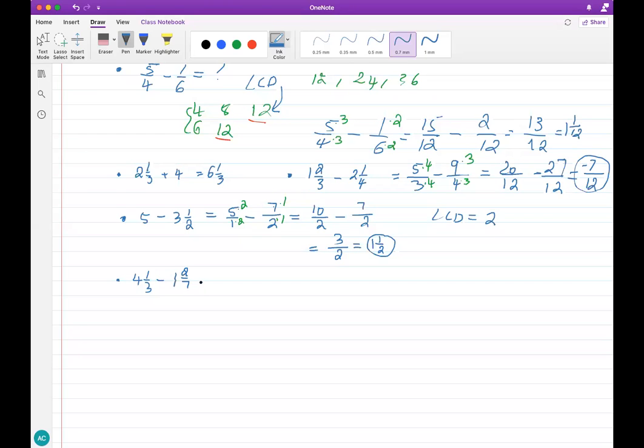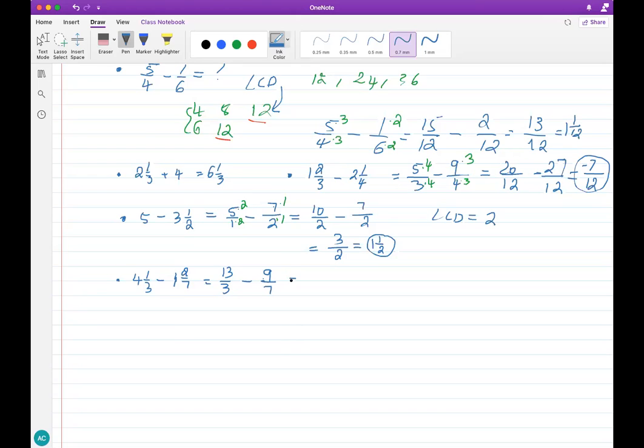So again, we're going to turn these into fractions first. Before you find the LCD, you want to turn these mixed numbers into fractions. First, you write the denominator; for now, it stays the same. 4 times 3, add 1, that's 13. Here, the denominator stays the same, that's 7. 1 times 7 plus 2 is 9. Now you can find your common denominator.